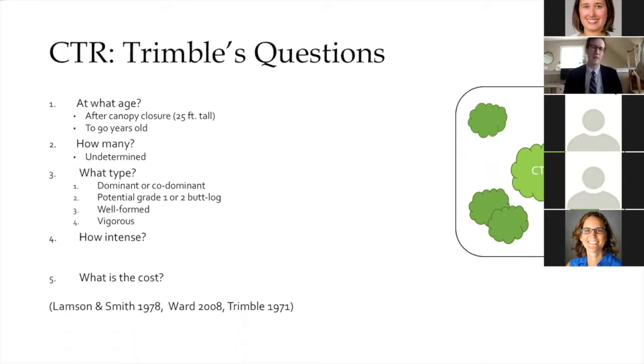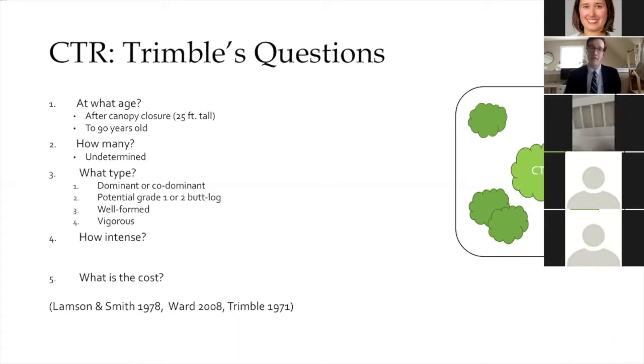In particular, for timber, that would be a dominant or a co-dominant crown class, potential grade 1 or 2 butt log, a tree that's well formed and vigorous. So essentially, the best tree that you can find out there makes the best crop tree. And as far as how intense, in general, the suggestion is all size, although this is somewhat species dependent.